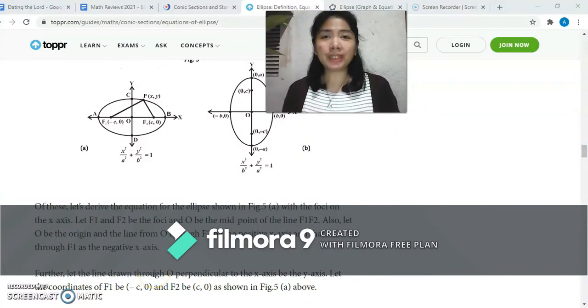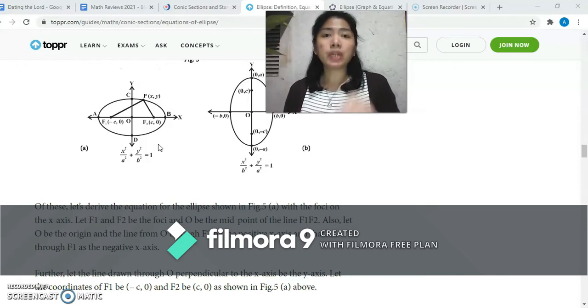And now we'll be discussing a little bit on the derivation for the standard form of the equation of an ellipse. We'll be making use of the online resource toppr.com. In this website, we have an illustration of a horizontal ellipse and a vertical ellipse. We'll be making use of analytic geometry to derive the equation, and we'll be making use of the symmetric property of an ellipse.